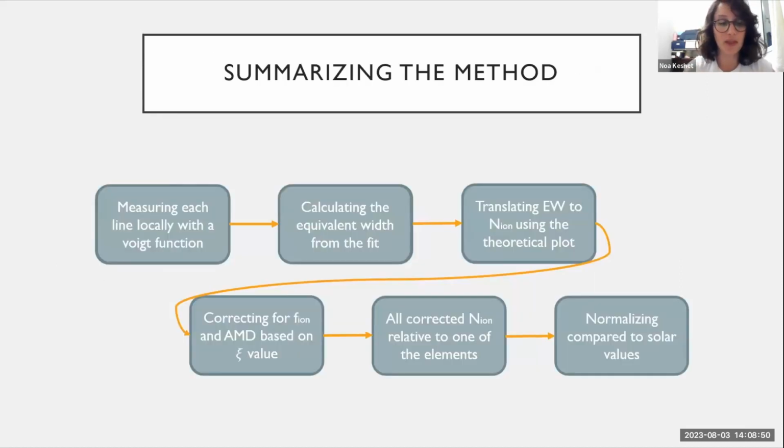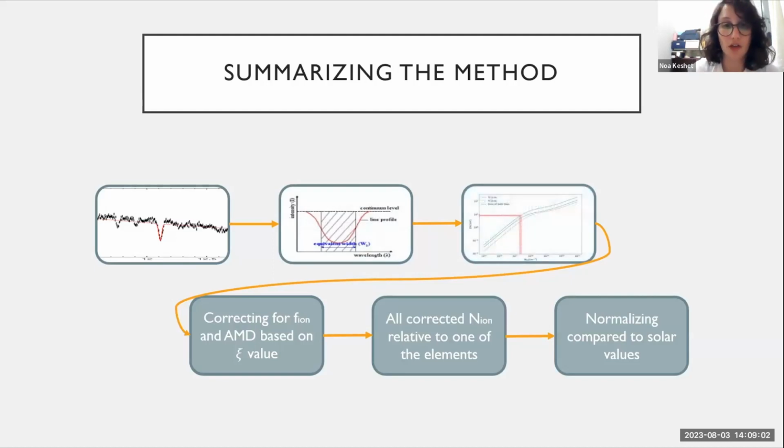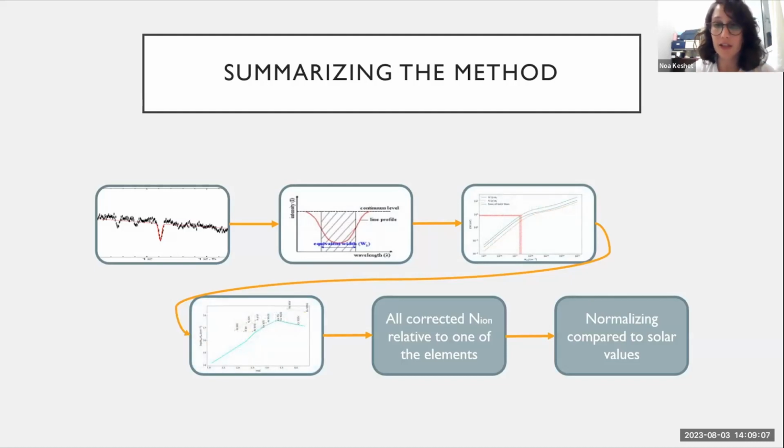So if I summarize the method, I measure each line locally with the Voigt function. Then I calculate the equivalent width directly from the fit. I translate this measured equivalent width to ionic column density using the theoretical plot. Then I correct for the column density based on its Xi, and I approximate here that each ion is formed at the peak Xi value. And then, as I already mentioned, this is a relative measurement, so all the corrected ions are taken relative to one of the elements. And finally, I normalize everything compared to the solar values.